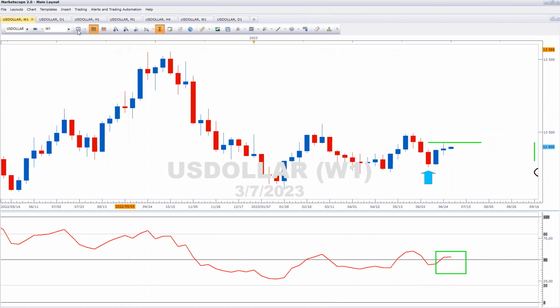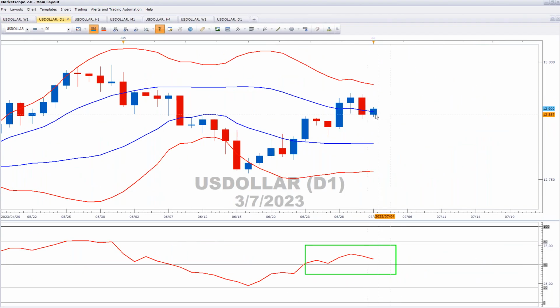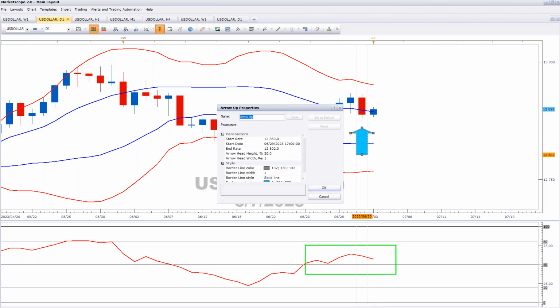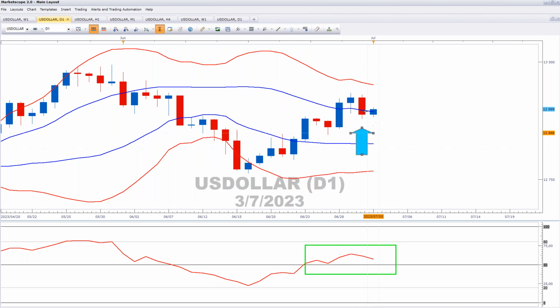All right. Let's just take a look at US dollar on the daily chart. And it's on the border of zone 1 and zone 2. It actually dropped back into zone 2 on Friday. You can see that it came right back into zone 2. And zone 2 is between the blue Bollingers.